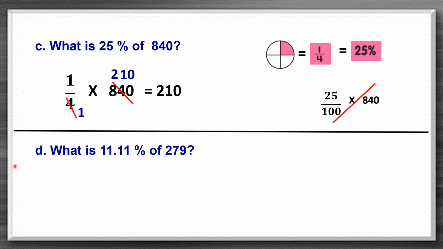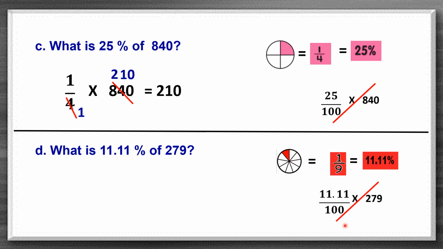Now what is 11.11% of 279? Same, if you are reducing, it takes a lot of time. So 11.11% is 1 by 9. So we will replace 11.11 by 1 by 9 into 279. So it will be 9 ones are 9, 9 threes are 27 and 9 ones are 9, which is equal to 31. It will be very, very easy if you are practicing. The only thing you have to do is remember the chart which has been given in the first slide.